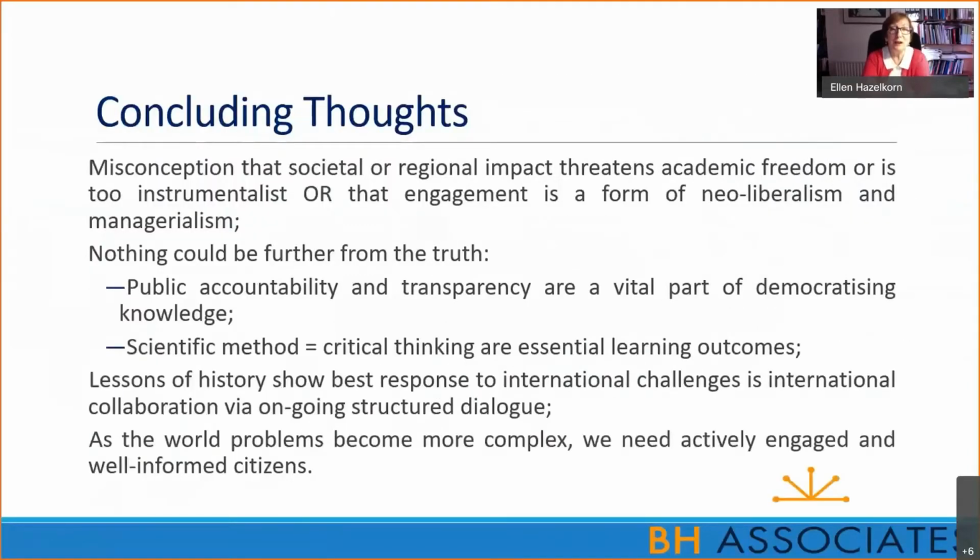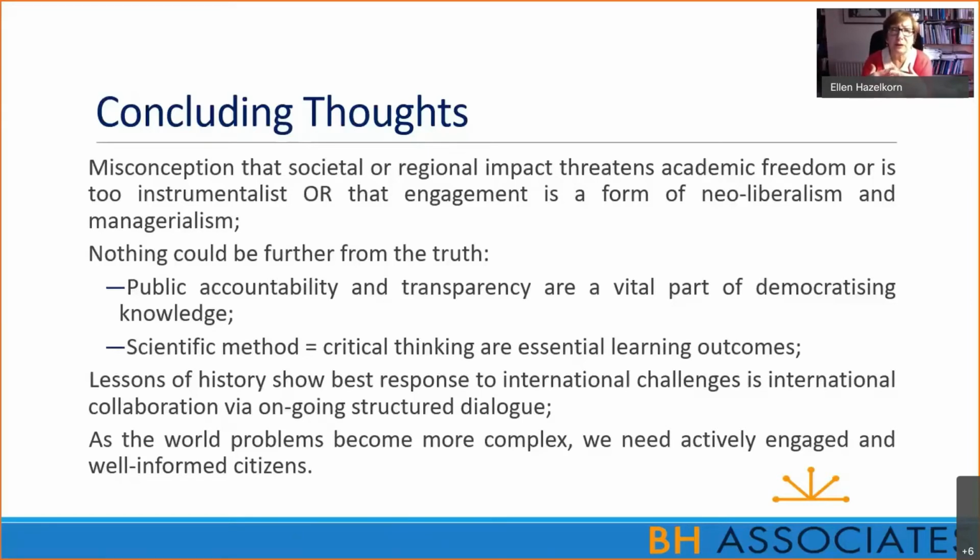So, some concluding thoughts. There is, as I refer to in that New York Times piece, often this misconception that some of these issues impede our freedoms in some way. There's a view I got back last week from talking to people that the issue of engagement or regional engagement was a threat to academic freedom, or that it's too instrumentalist, or that engagement is some form of neoliberalism and telling people what to do. In my view, it's nothing further from the truth.